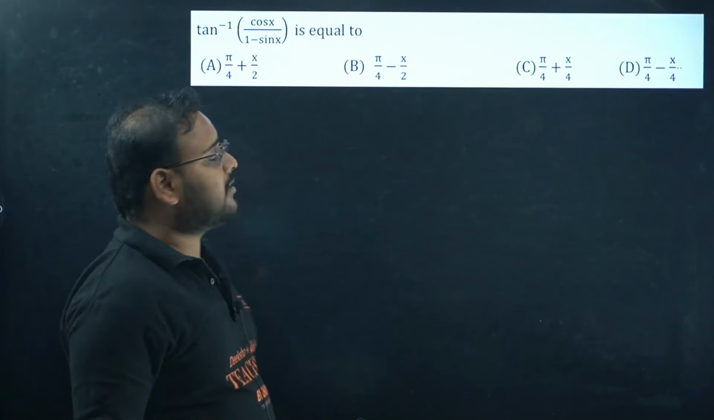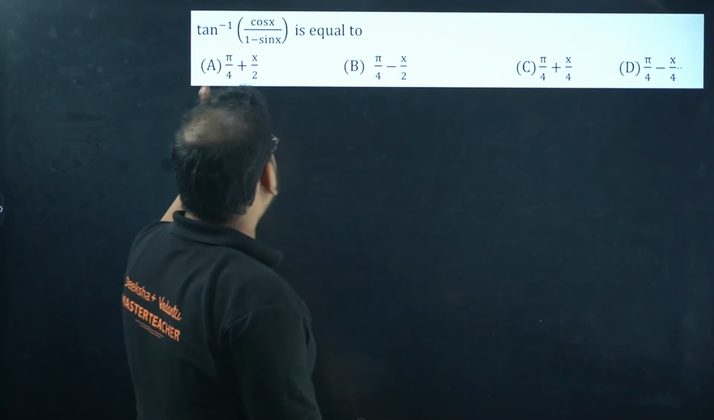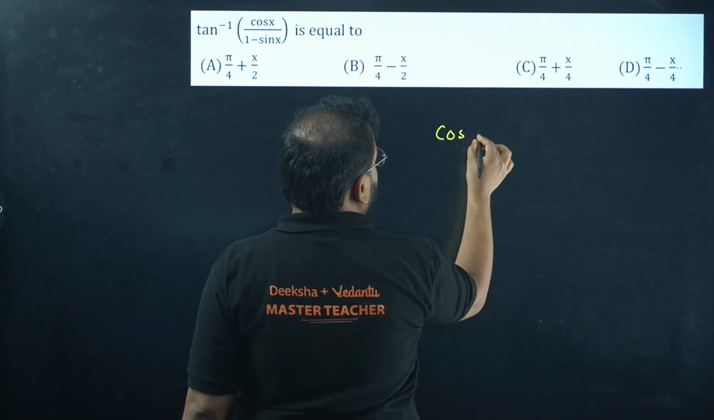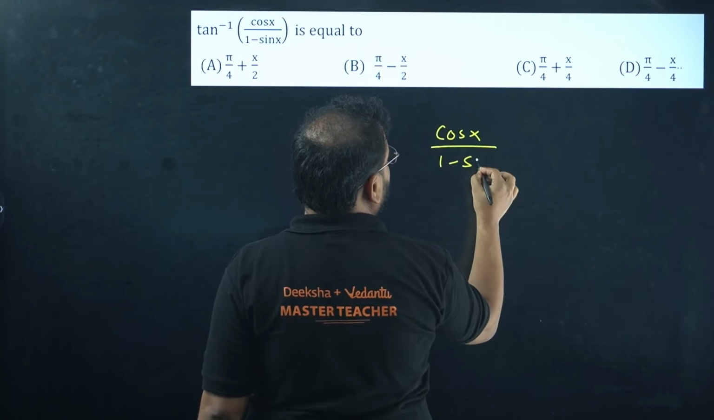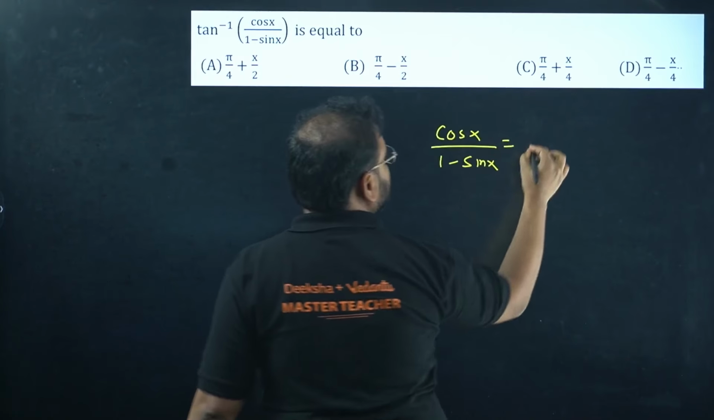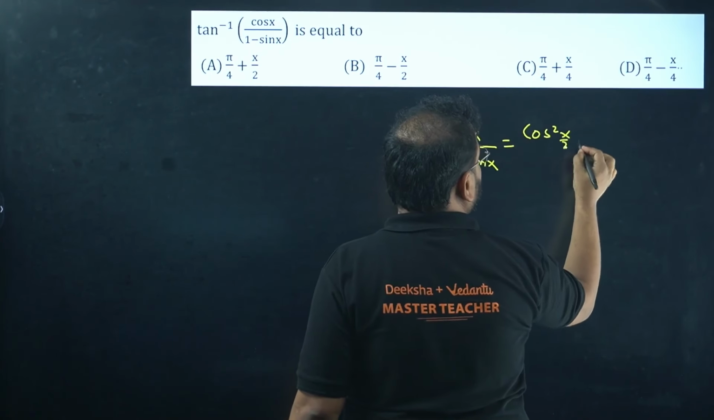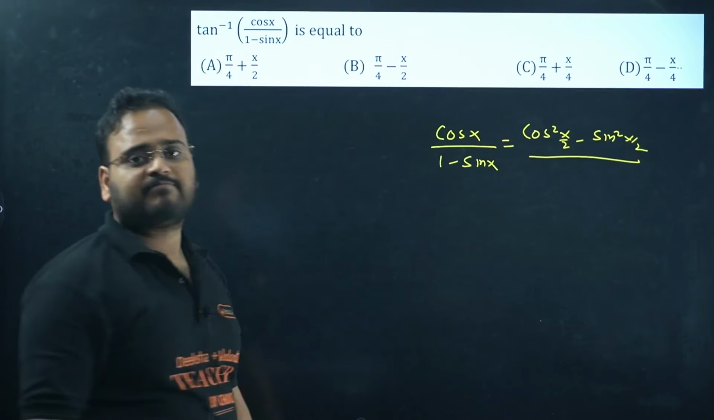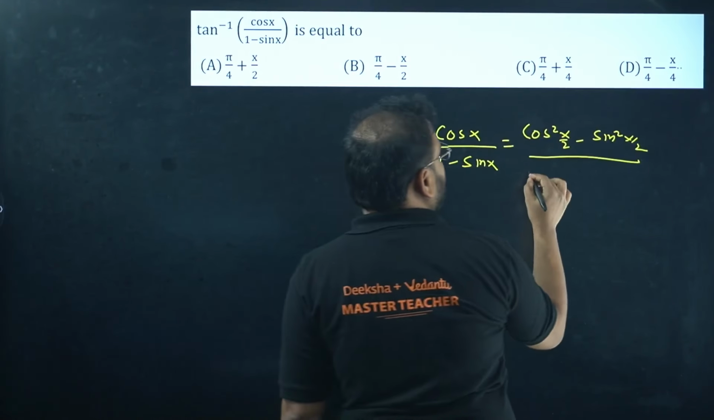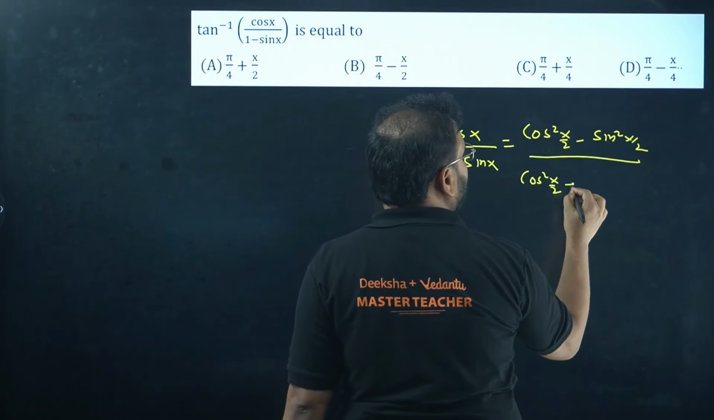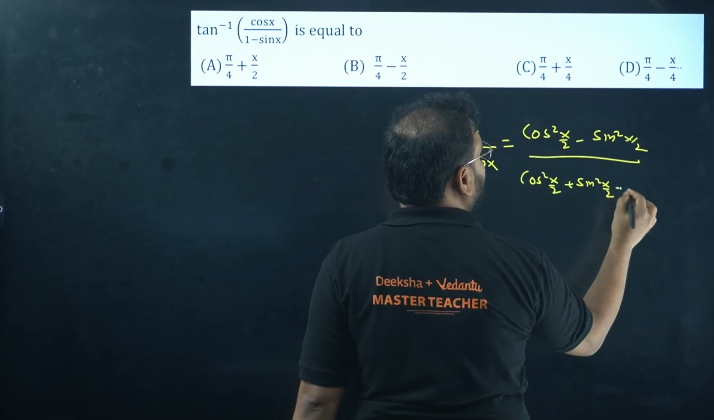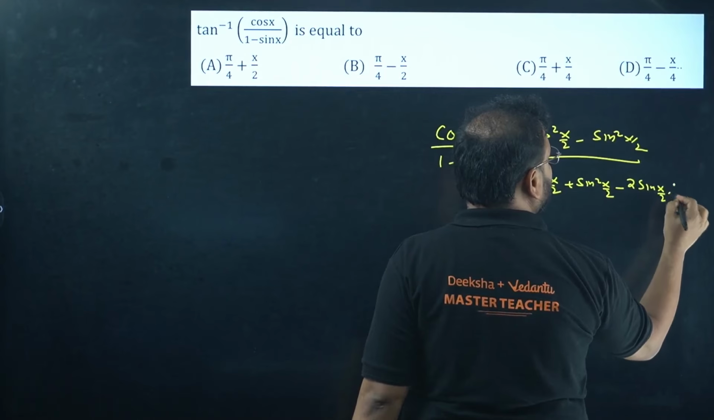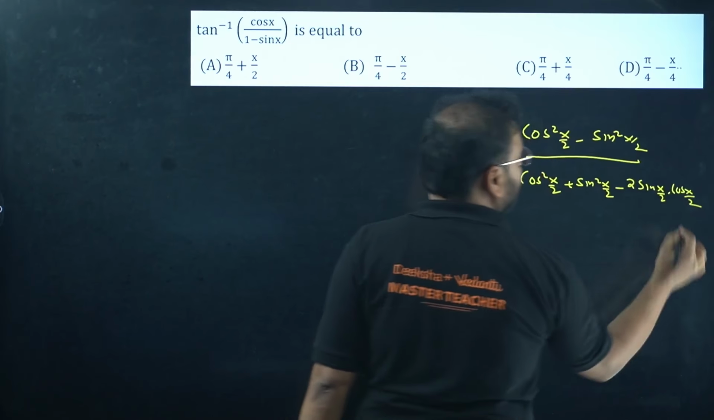Tan inverse of cos x upon 1 minus sin x is there. Very simple question. Check here. What is cos x? I'll start from here. Cos x upon 1 minus sin x. Cos x is cos square x by 2 minus sin square x by 2. What about the denominator? What is going to be 1? So cos square of x by 2 plus sin square of x by 2 minus sin x, which is 2 sin x by 2 into cos x by 2.